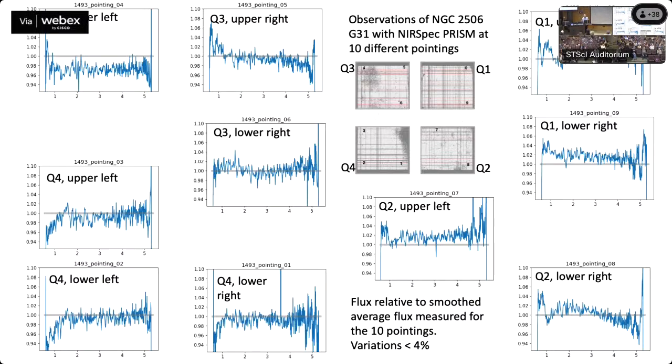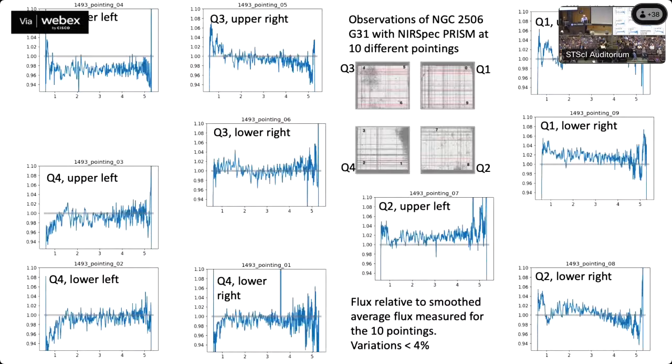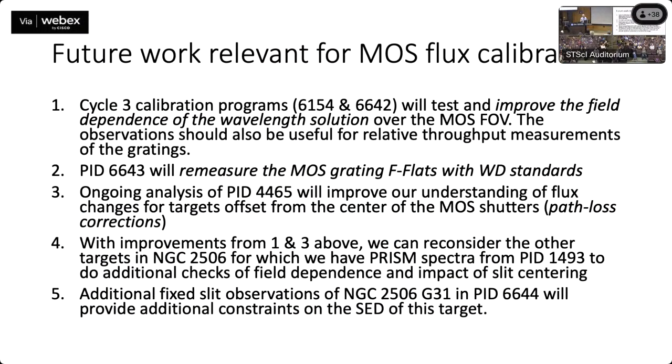But as you can see, as it is now, the overall calibration is better than 5%, and the field-to-field variation, the field dependence, appears to be less than 4%. Here we put the stars exactly at the center of each shutter, so that doesn't include uncertainties from the flux of the shutter placements. And we're going to be redoing the Mars flux with white dwarf standards.